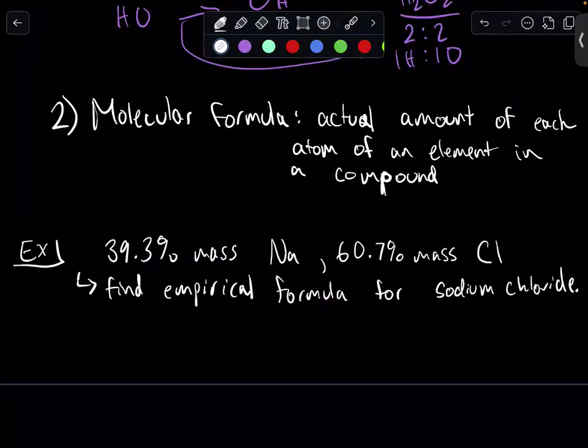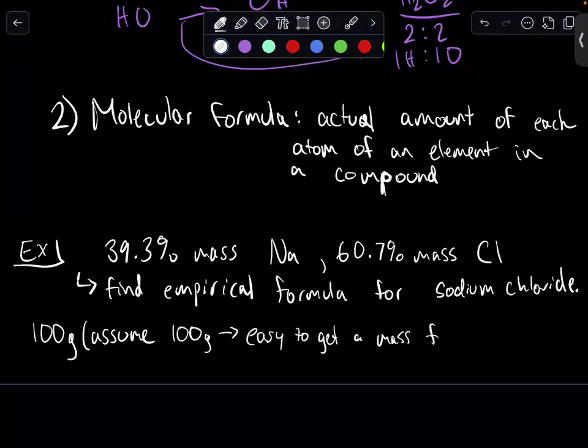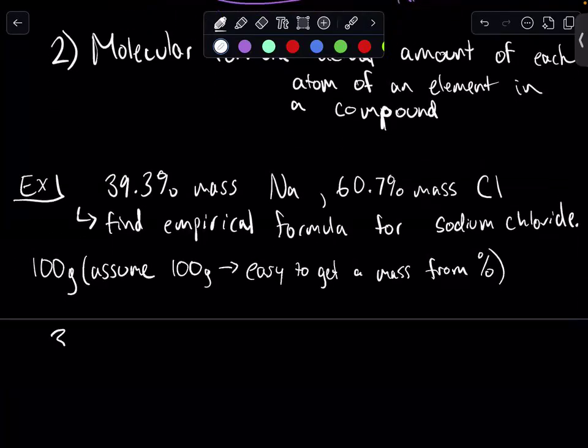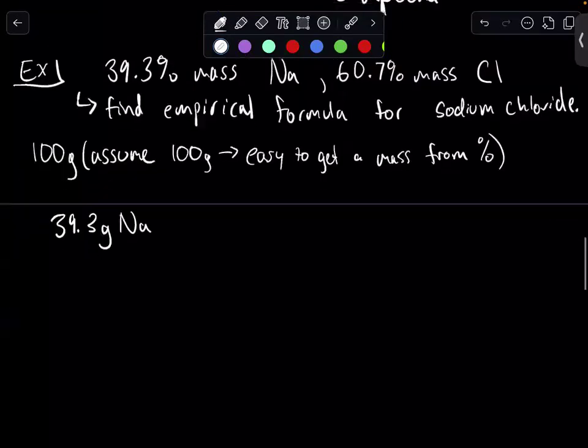So the best thing to do is we need to first start with a mass, and the best mass to start with is 100 grams. We are going to assume 100 grams quite simply because it's easy to get a mass from percents. If we have 100 grams, we know that we have 39.3 grams sodium and we know we have 60.7 grams chlorine.